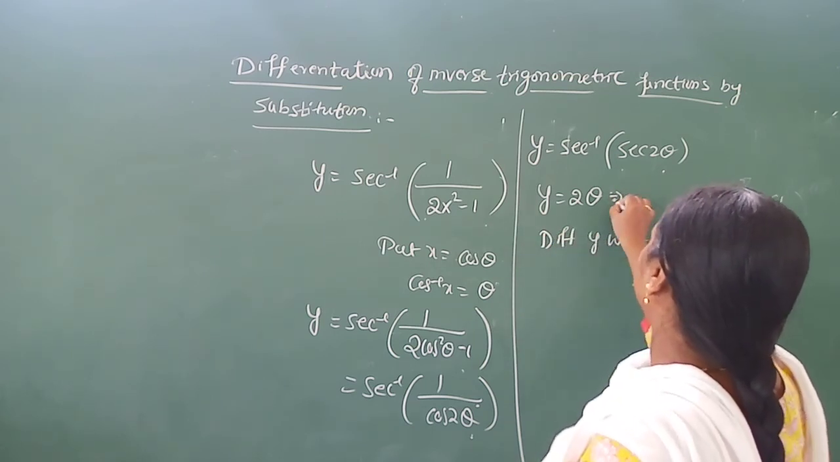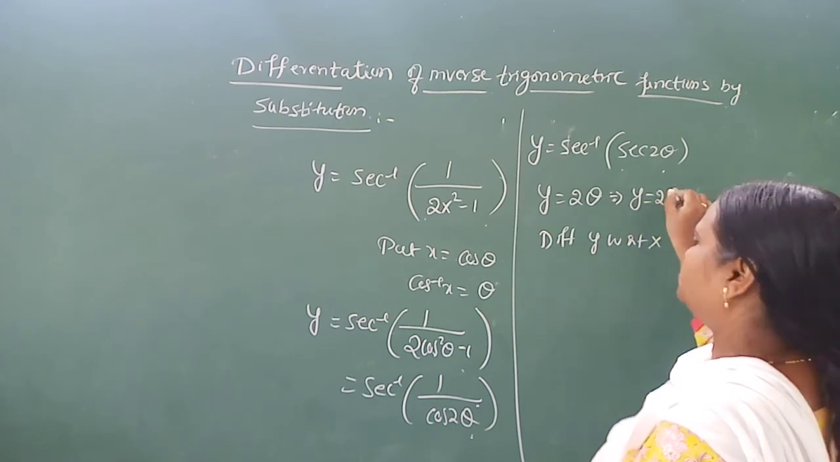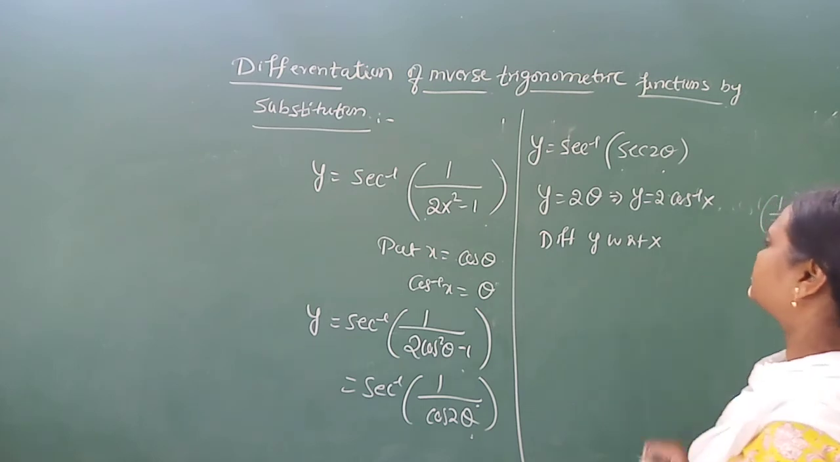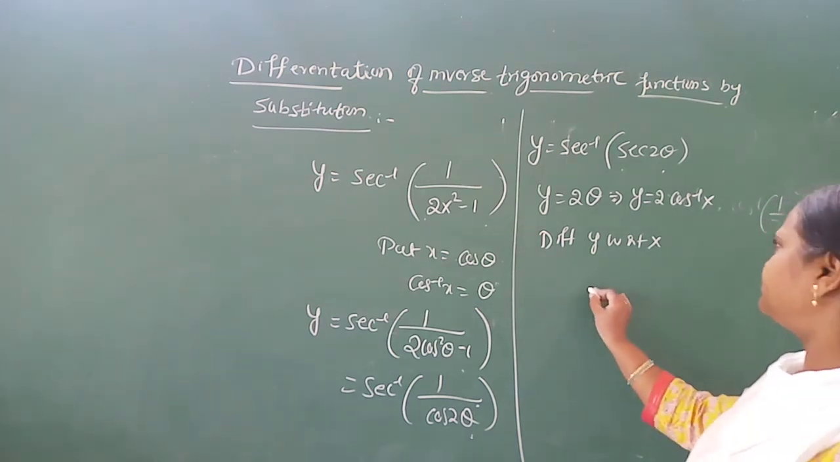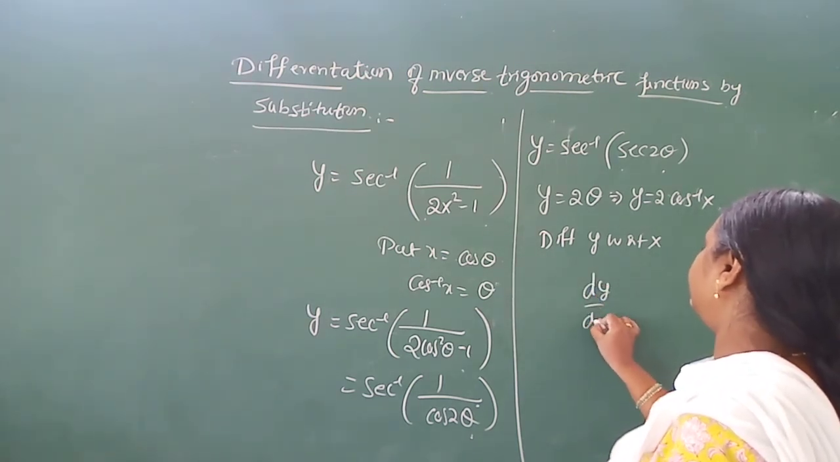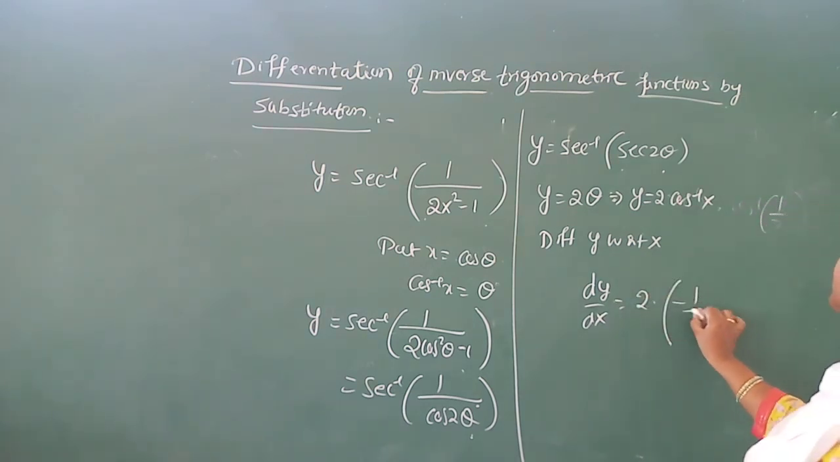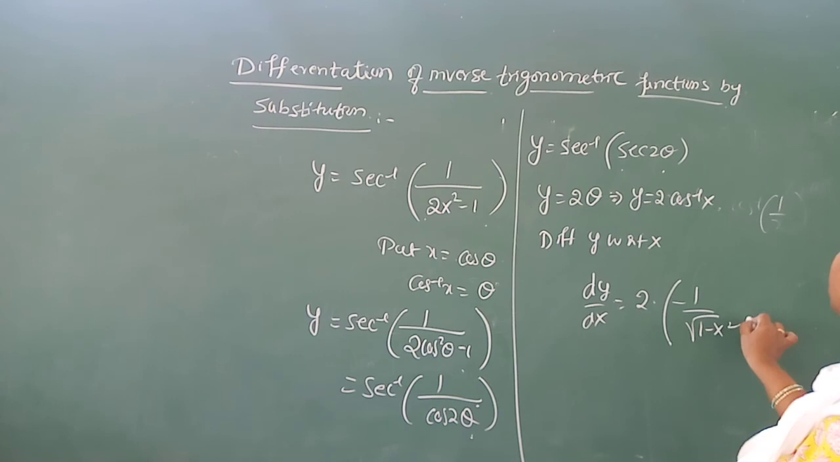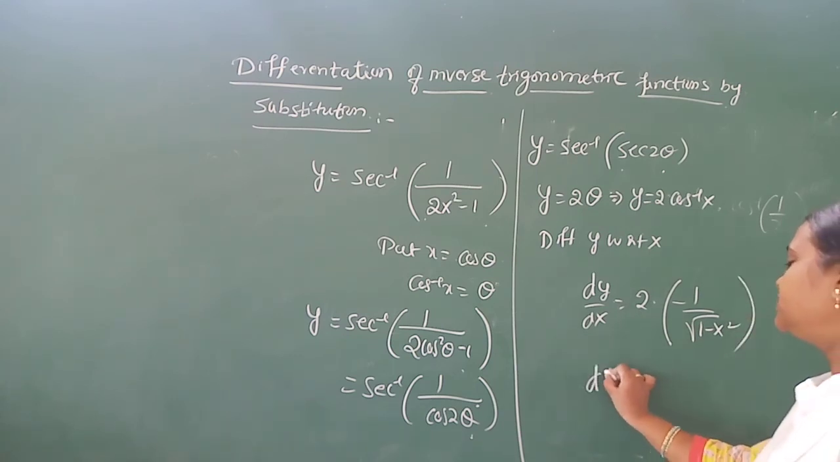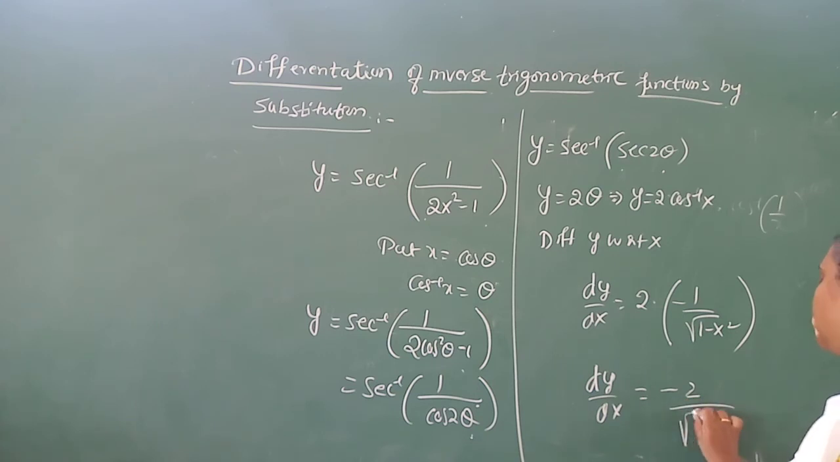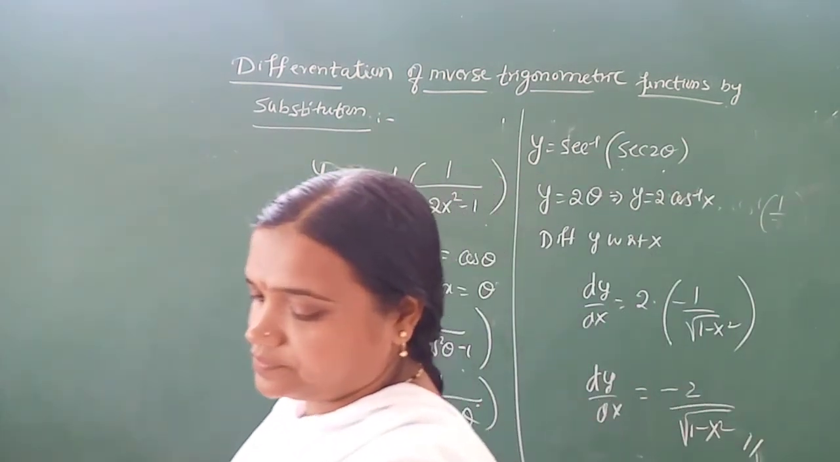For that, first we simplify: y equal to 2 theta, where theta is cos inverse x. Then do the differentiation. dy by dx is 2, as it is, times the differentiation of cos inverse x, which is minus 1 by root of 1 minus x square. So dy by dx is minus 2 by root of 1 minus x square. In this way, we can do the example.